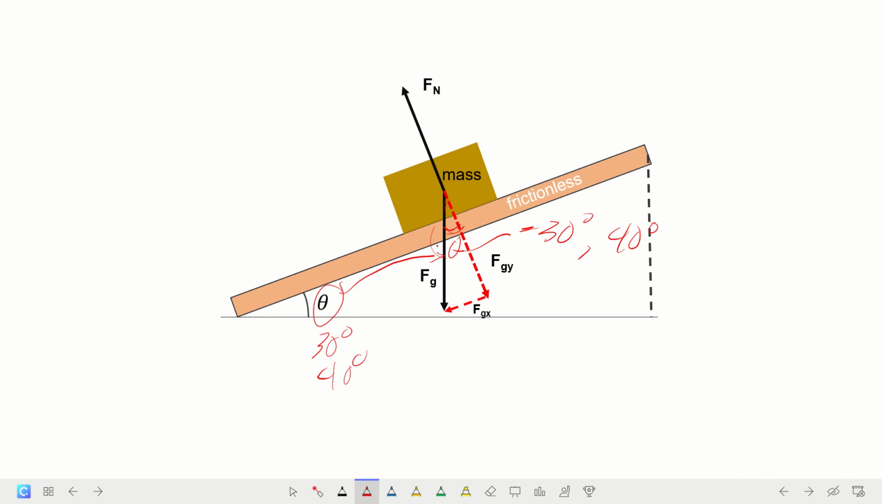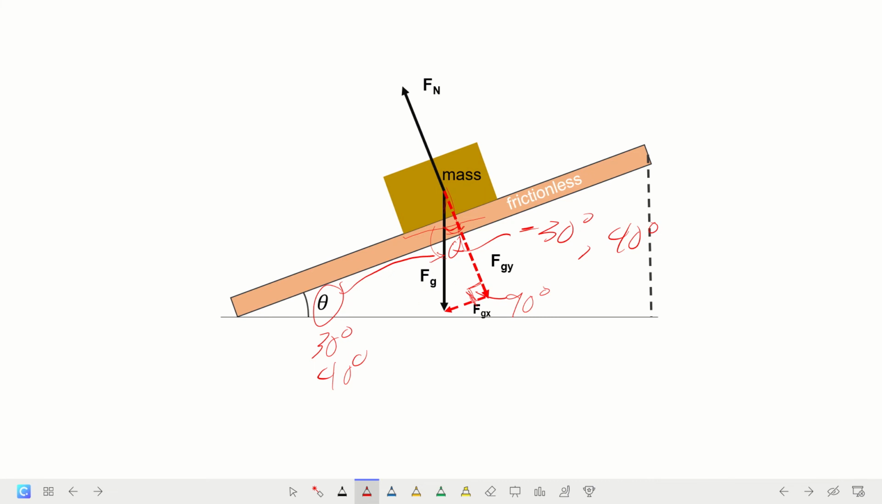So since this is parallel to the plane, and this is perpendicular to the plane, we know that this angle is 90 degrees, or a right angle. Because this is parallel to the plane, and this is F_g,x, and this is perpendicular. So when you connect them, you know that you will create a 90 degree angle.